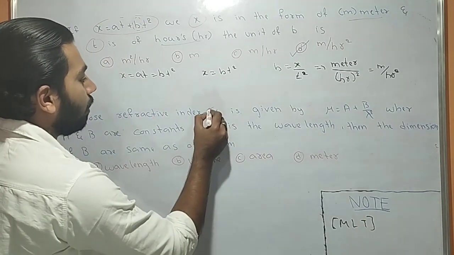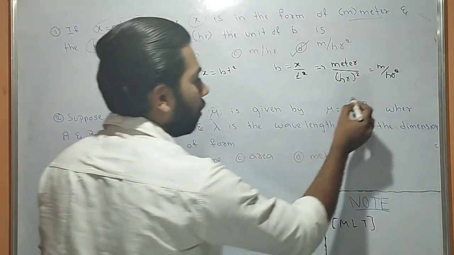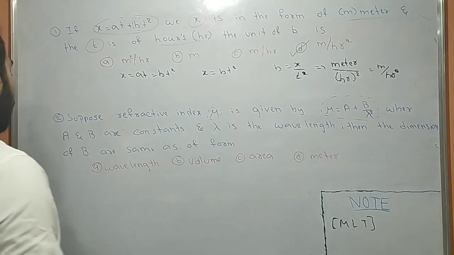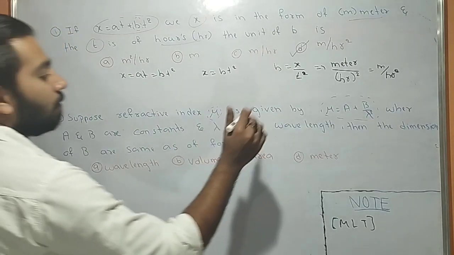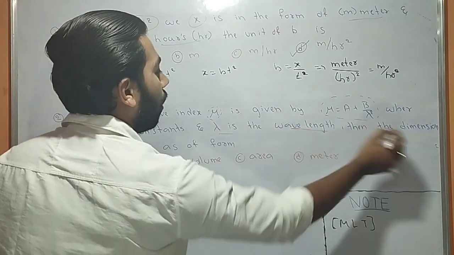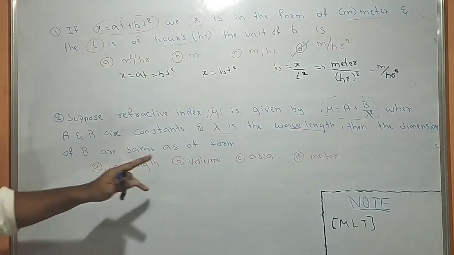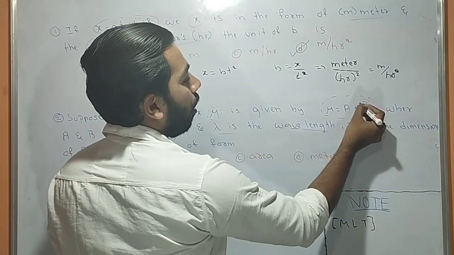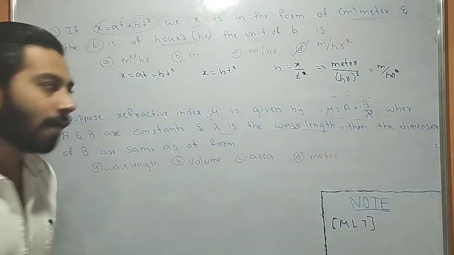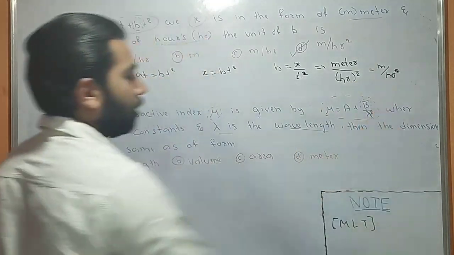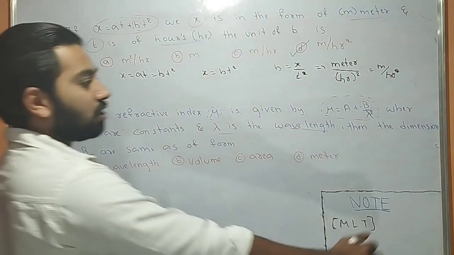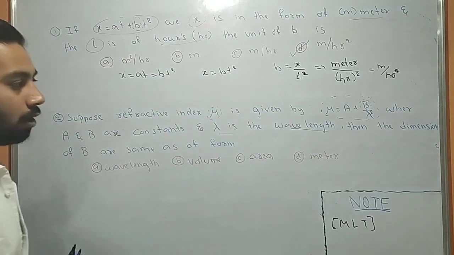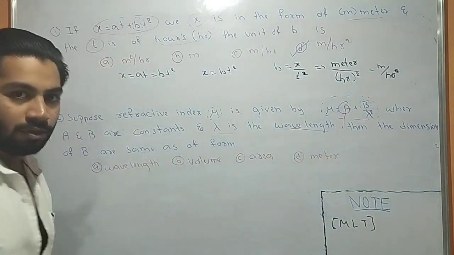Fine. Similarly, suppose the refractive index mu is given by mu equals a plus b divided by wavelength square, where a and b are constants and this is the wavelength. Similarly, in this problem you just need to calculate the unit of b. If you measure wavelength in some quantity, then in which quantity will you measure b? So this is the kind of problem. Now we can just ignore this a. We don't need the a value.